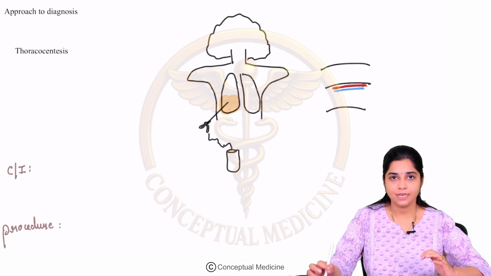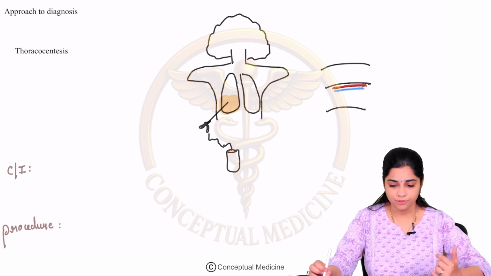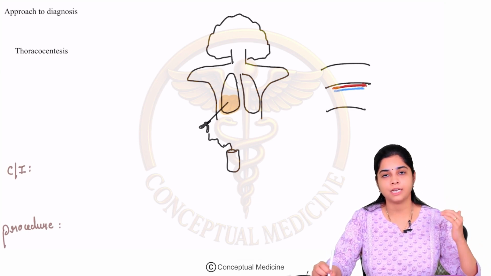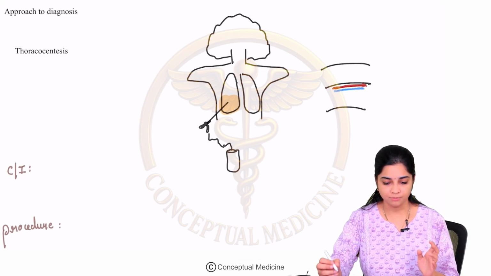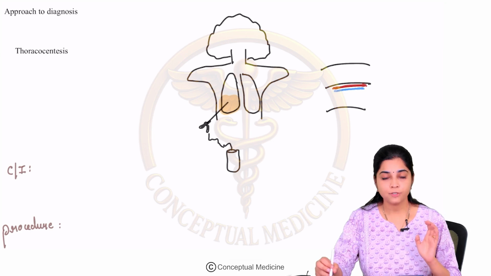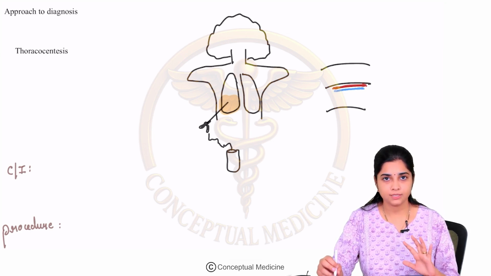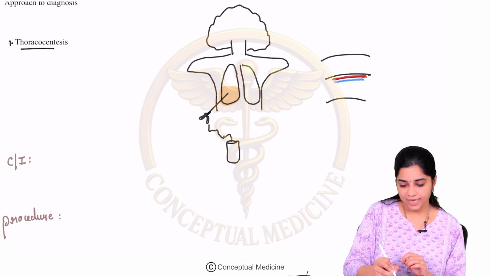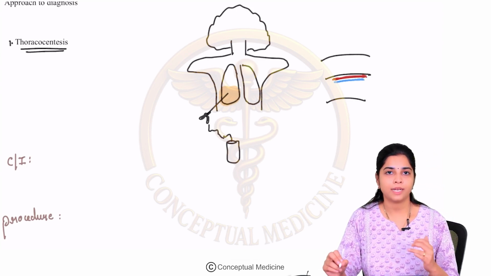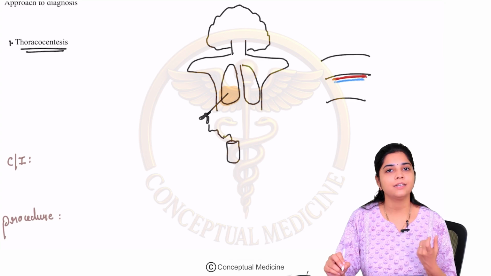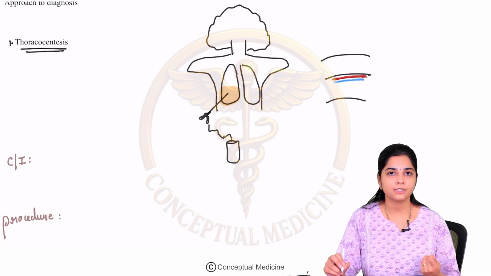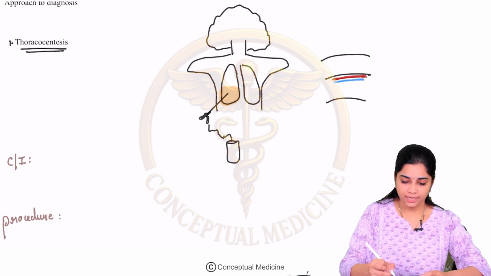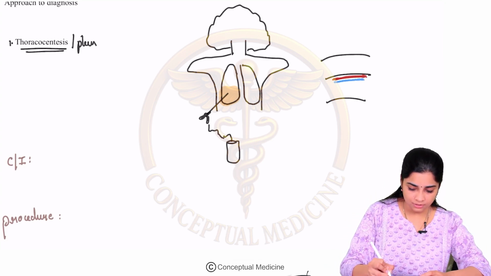Now let us understand the approach to the diagnosis of a pleural effusion. Now you have done a history, you have done a physical examination, and you have found that the patient is having pleural effusion, right? So the first step would be you try and obtain a thoracocentesis. What do you mean by thoracocentesis? You put a needle into the pleural space and you draw the fluid and send it for examination, right? So this is a thoracocentesis or a pleural tap.